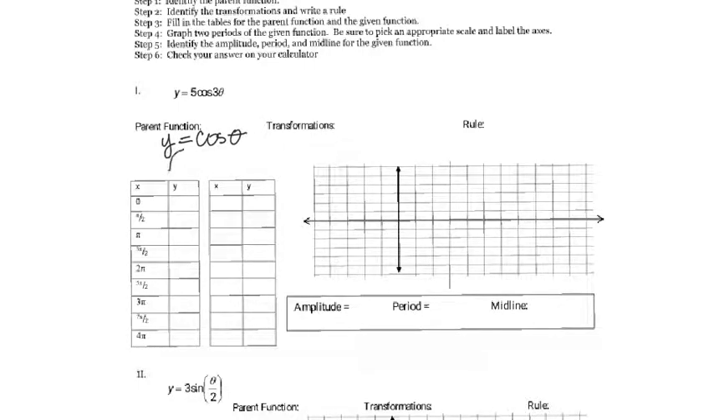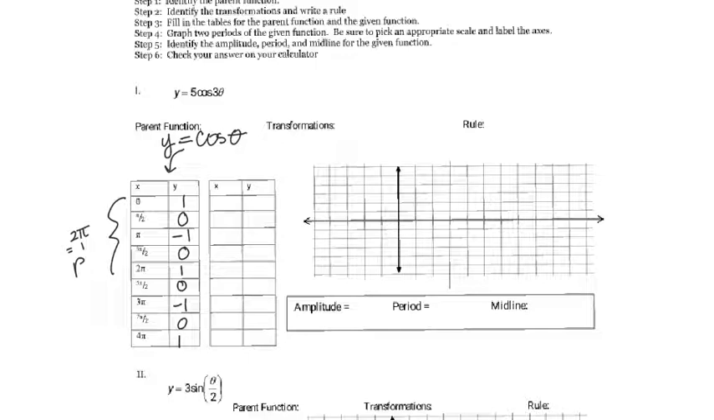So this is where you're going to put your parent function table. And notice that from here to here is 1 period. 2 pi is 1 period.